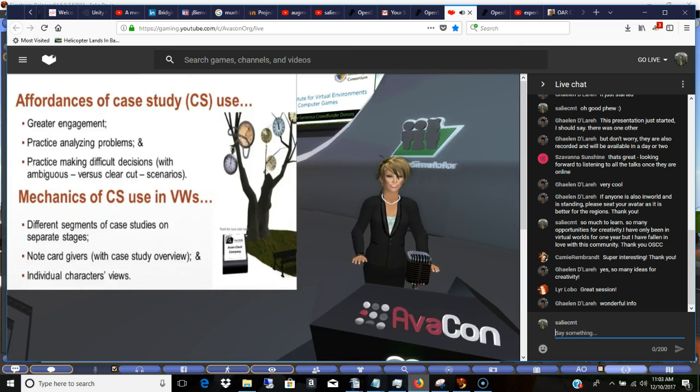Starting with the affordances of case study use, there's greater engagement. Students get practice analyzing problems and in particular get practice making difficult decisions with ambiguous versus clear-cut scenarios. And then next, looking at my approach, I separate the case study scenarios into different segments and then use different virtual world stages for each segment. Also, in world, I use notecard givers to provide the case study overview, as well as the individual character views and motivations. And then finally, a key aspect of using case studies is providing students with discussion questions and forcing students to react to more than one outcome.